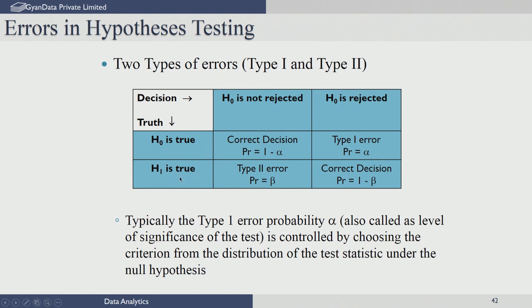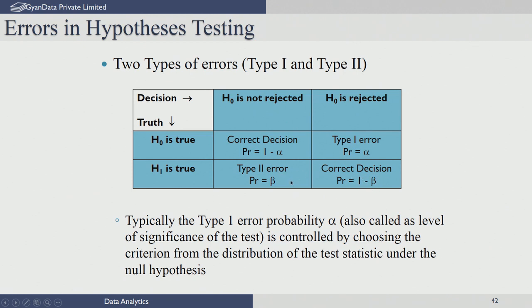Similarly, let us assume that the truth is that the alternative is correct. In this case it may turn out that from your sample data you do not reject the null hypothesis, in which case you commit what we call a type 2 error, and this type 2 error also has a probability which is denoted by beta. On the other hand, if the alternative hypothesis is true and you do reject the null hypothesis in favor of the alternative, then you have made a correct decision, and that correct decision probability is known as the power of the statistical test and is denoted by 1 minus beta.